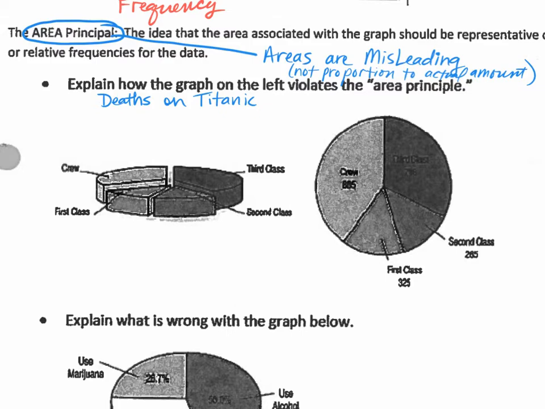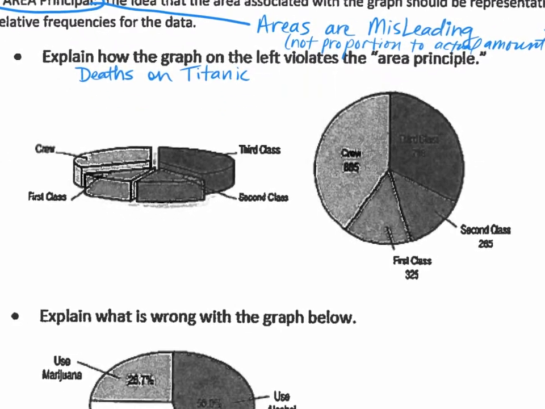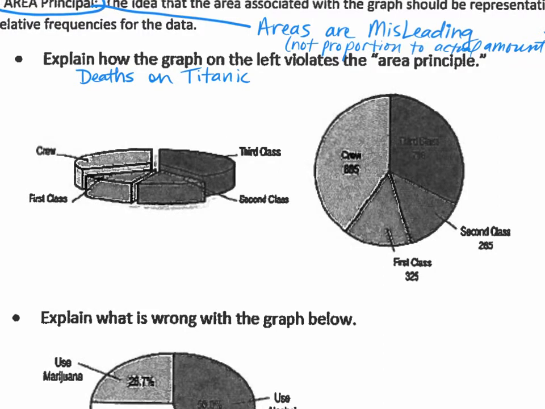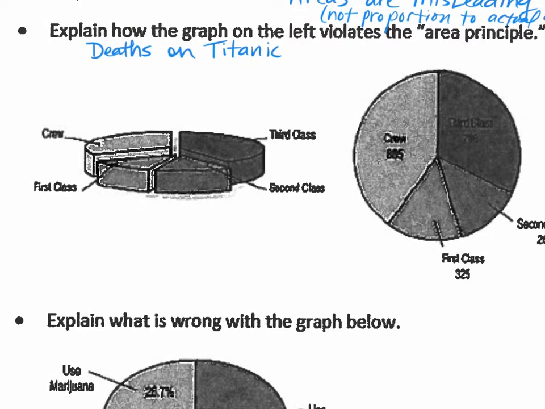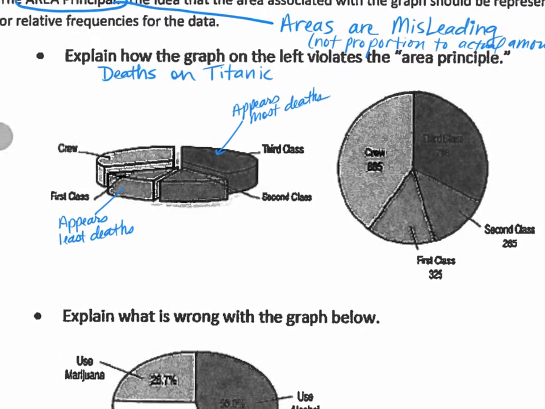Okay? So let's take a look at this picture on the left. Of those four values on the left, which one looks like it had the least deaths? Okay, good. So it appears to have the least deaths. And which one appears to have the most deaths? Third. So this appears to have the most deaths. Okay? Now, that's all nice and pretty and all three-dimensional and everything, and it looks nice, but look over here at the actual values.